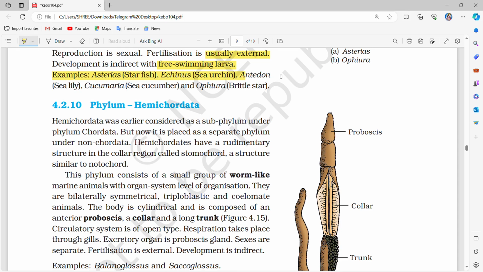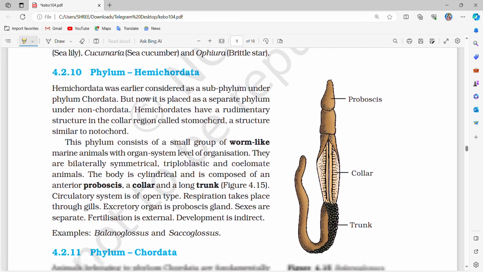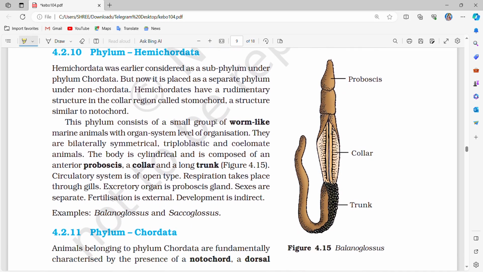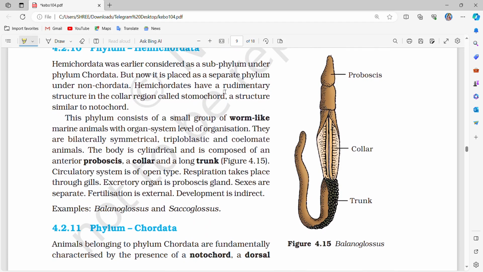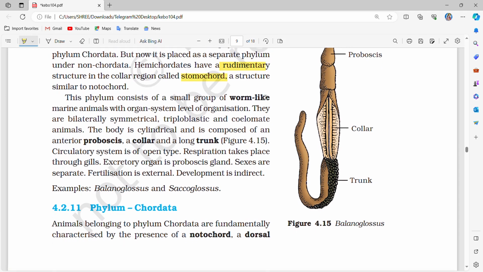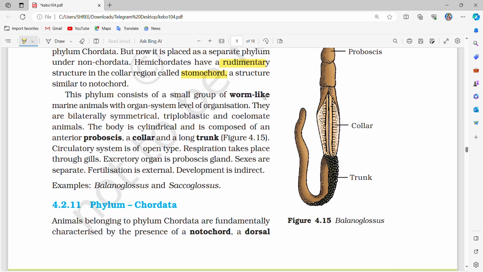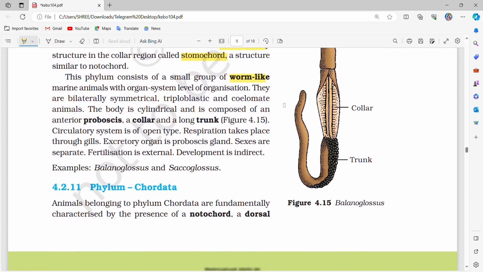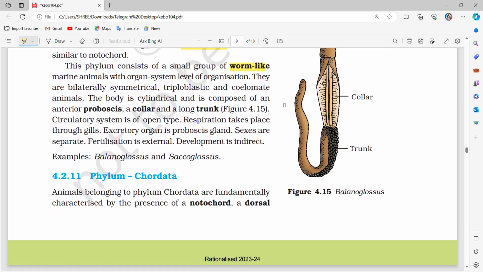4.2.10 Phylum Hemichordata. Hemichordata was earlier considered as a subphylum under Phylum Chordata, but now it is placed as a separate phylum under Non-Chordata. Hemichordates have a rudimentary structure in the collar region called stomochord, a structure similar to notochord. This phylum consists of a small group of worm-like marine animals with organ system level of organization. They are bilaterally symmetrical, triploblastic and coelomate animals.